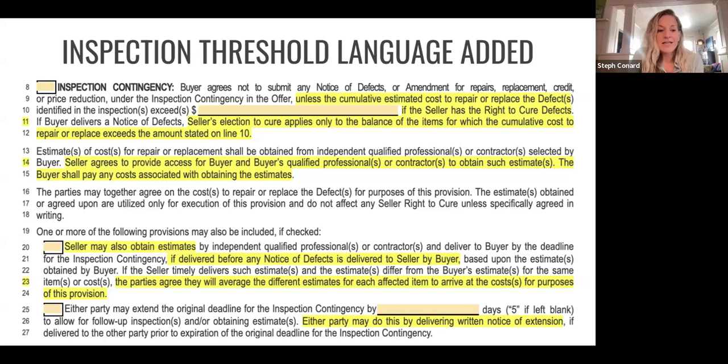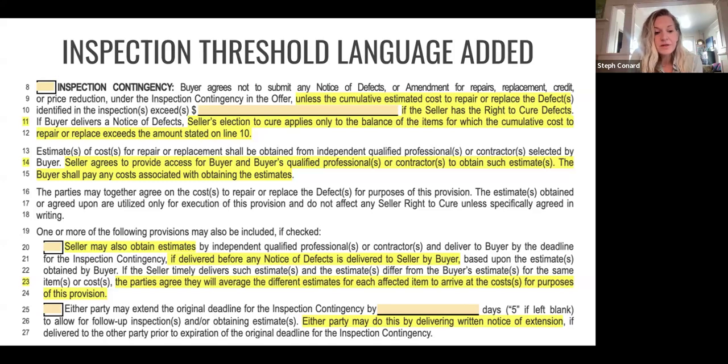And as a buyer's agent, I would say that if you're writing in competition, I would probably go ahead and allow the seller to have and obtain these estimates, if you want to give them the best possible scenario, or the best possible scenario for the seller, I should say.